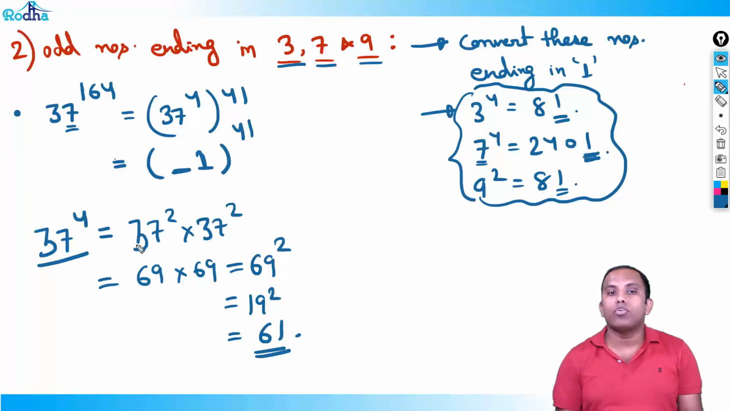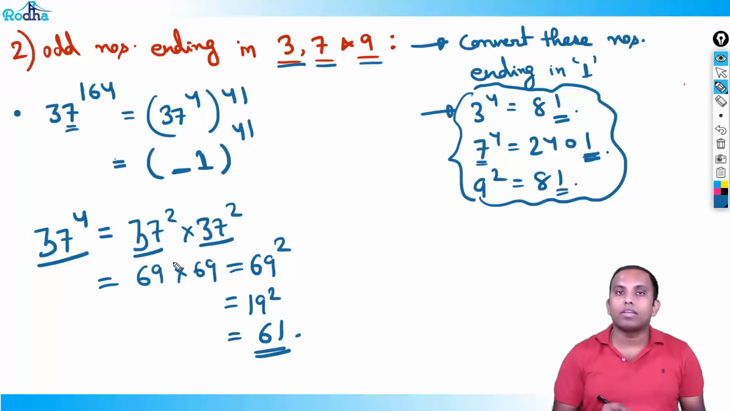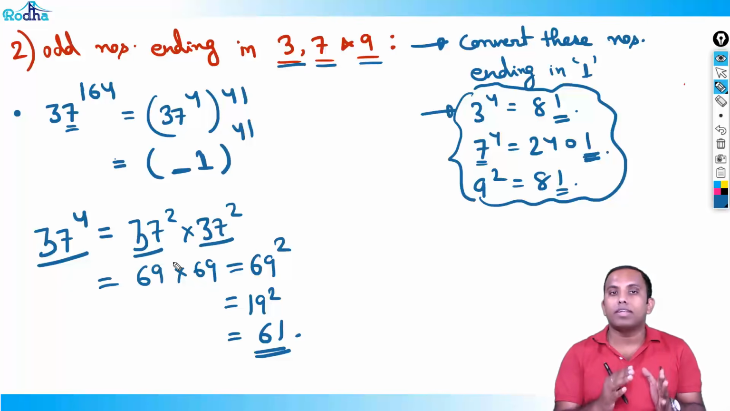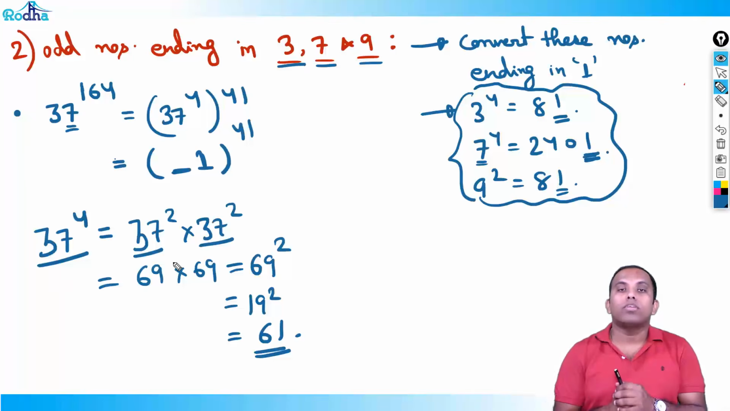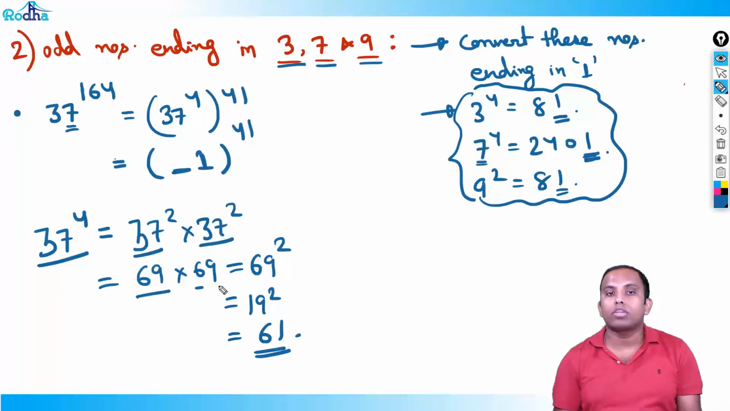So 37 raised to 4 can be written as 37 square into 37 square. For 37 square, the last two digits are the same as 13 square, because 37's difference from 50 is 13. 13 square is 169, so its last two digits are 69. So 69 into 69, it is 69 square. Again, it is close to 50, a difference of 19, so its last two will be the same as 19 square. 19 square is 361, last two are 61. That 61 I can place here. So its last two is 61.